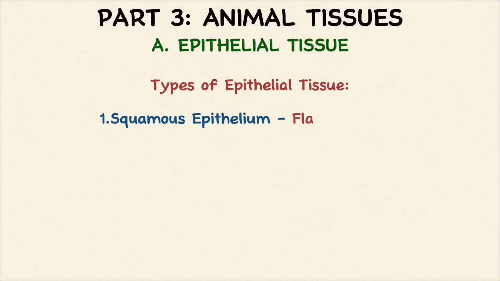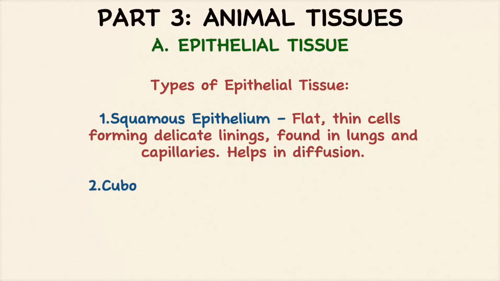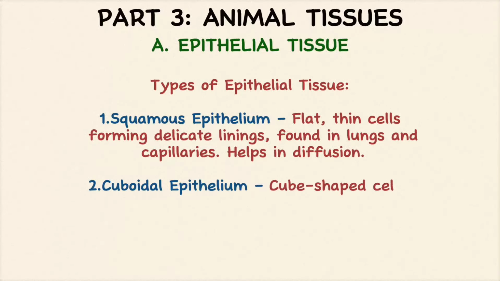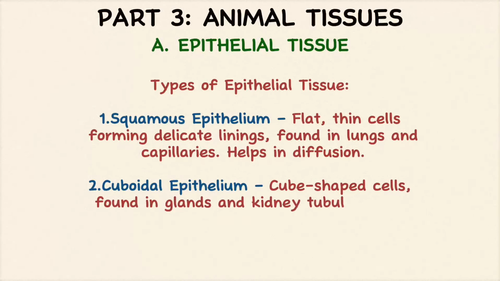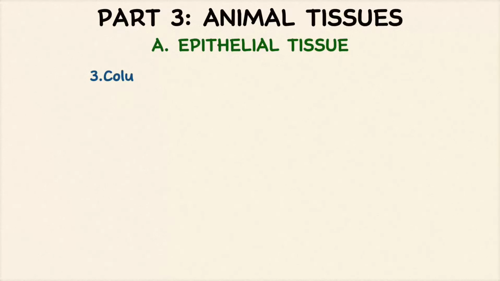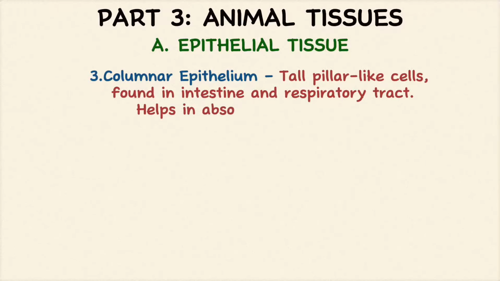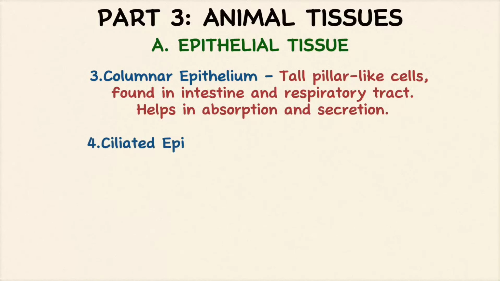Squamous epithelium. Flat, thin cells forming delicate linings found in lungs and capillaries. Helps in diffusion. Cuboidal epithelium. Cube-shaped cells found in glands and kidney tubules. Helps in secretion and absorption. Columnar epithelium. Tall pillar-like cells found in intestine and respiratory tract. Helps in absorption and secretion.